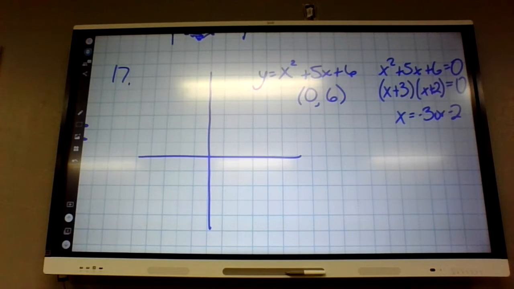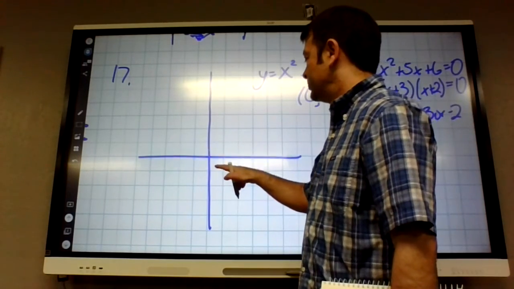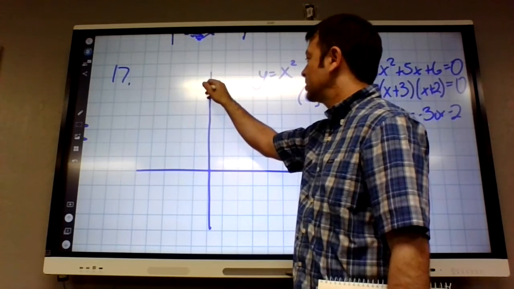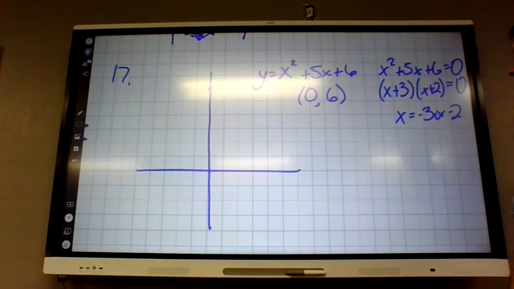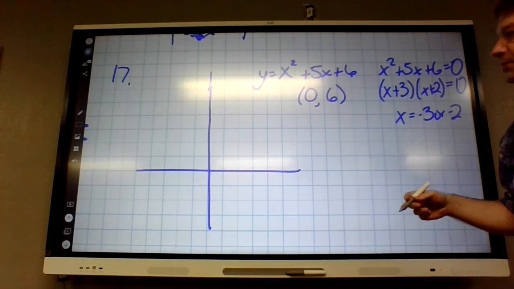Okay, notice 17 is not an inequality, so we don't have to worry about the shading and stuff. Just gonna graph. So I'm gonna graph those 3 points. 0, 6. Let me move this down a little bit. 1, 2, 3, 4, 5, 6. And then the zeros of the function are the x-intercepts, -3 and -2.